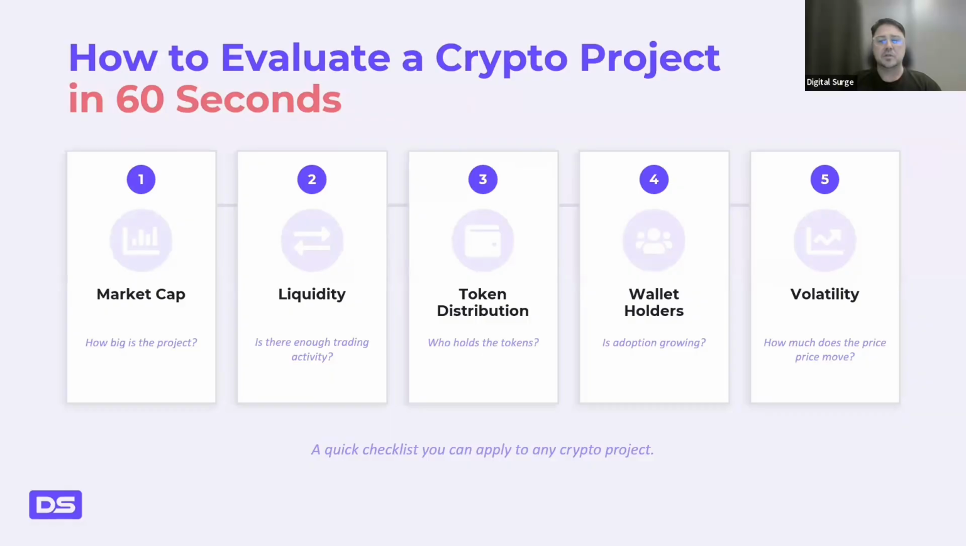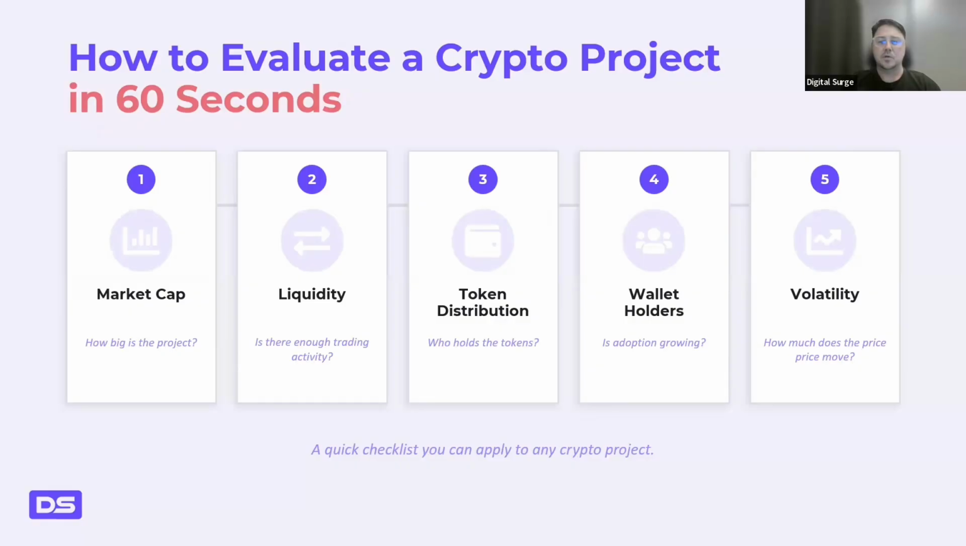Step 2, look at the liquidity. Is there enough trading activity that you could buy or sell without a major price impact? Step 3, check the token distribution. Are the tokens spread across many wallets, or is the supply heavily concentrated? You can often find this information through blockchain explorers.